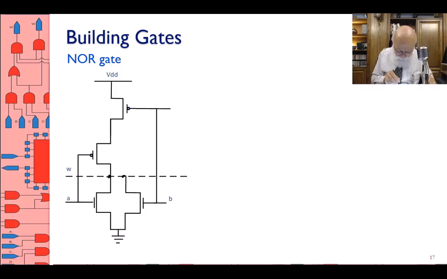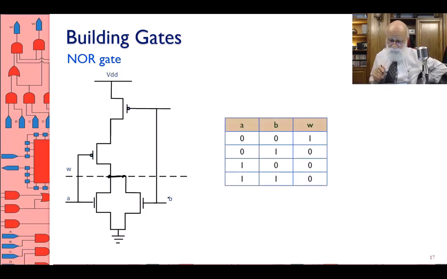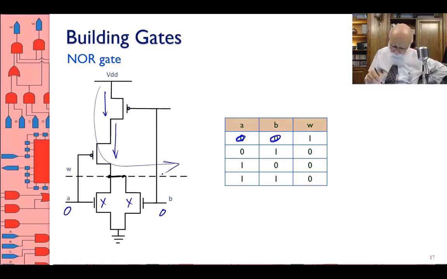Okay. So this is my output, and this is A, this is B, and then let's look at the table. And now I'm going to do the same thing I did before. I have a 0 here, a 0 here. A 0 here doesn't conduct. The 0s up there, this conducts, this conducts. Okay, both of them conduct. That means I have a conduction path sending a 1 through to the output.